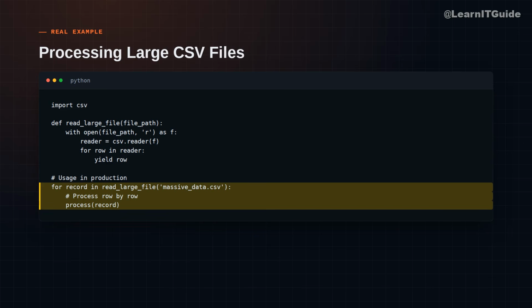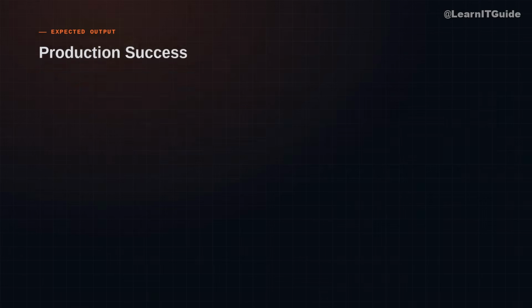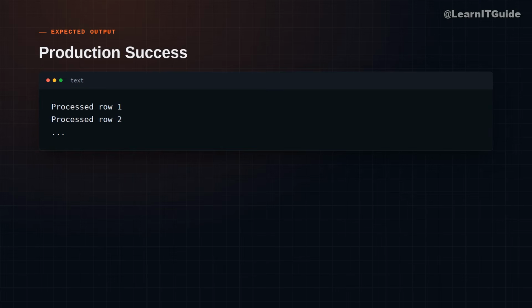Even if that file is 50 gigabytes, this script will run with a constant memory footprint of just a few kilobytes. This is how you build robust data pipelines. The success output confirms that we are iterating through the file row by row. This approach is the industry standard for ETL tasks, or extract, transform, load processes, where you cannot afford to crash the pipeline because of a single massive batch file.